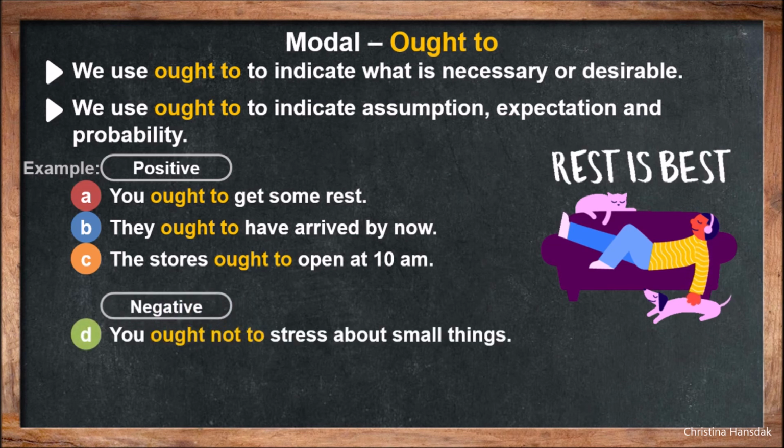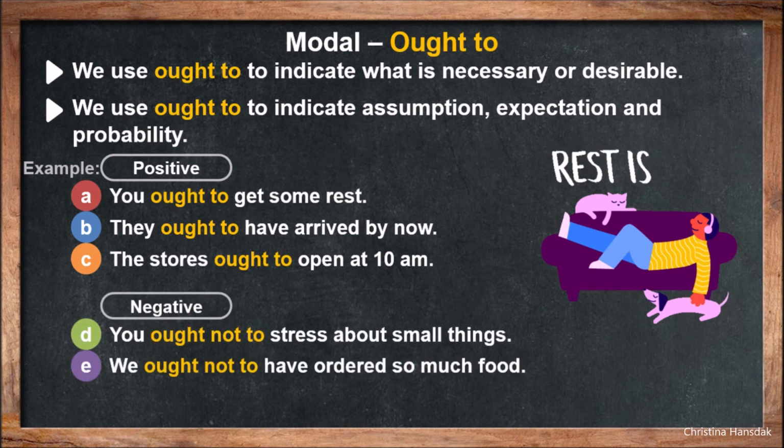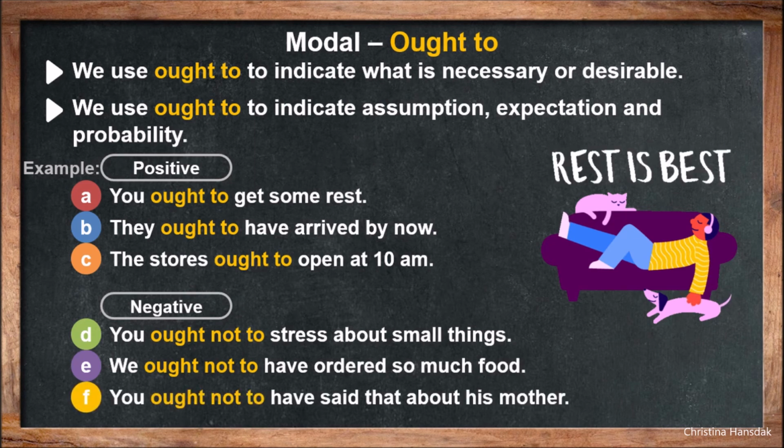Sentence number D. You ought not to stress about small things. Sentence number E. We ought not to have ordered so much food. Sentence number F. You ought not to have said that about his mother. Students, the upper three sentences are in the positive forms and the remaining three sentences are in the negative forms.